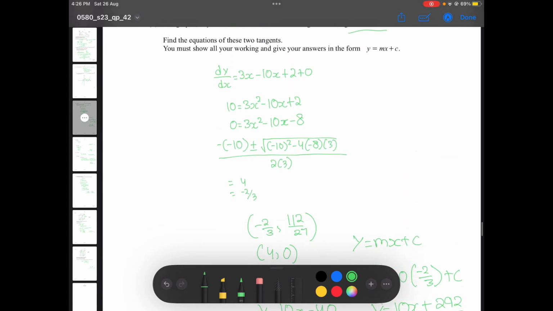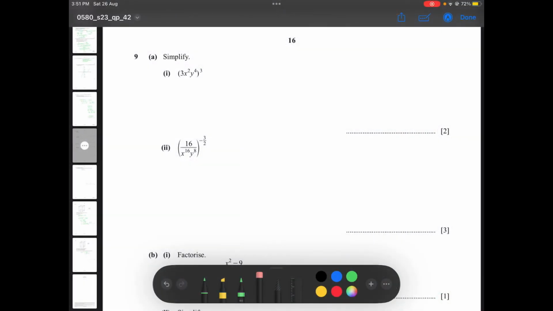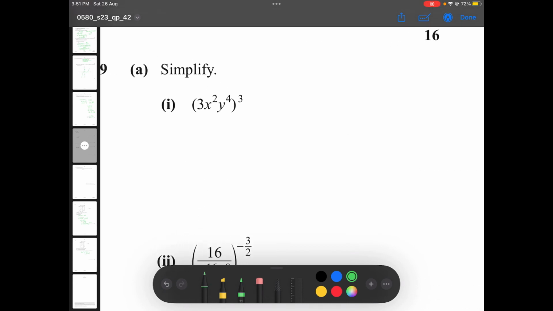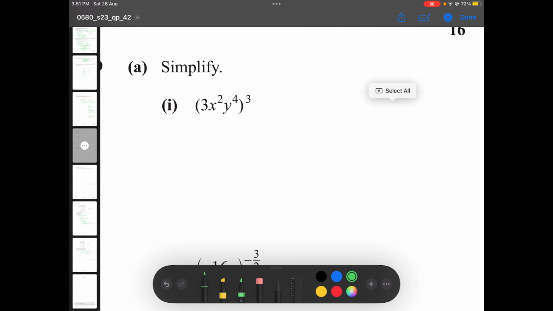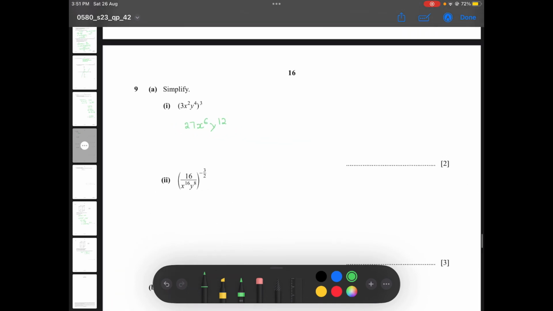Alright, now we're moving on to question number 9. The first part of this question is to simplify this. 3x squared y to the power of 4, raised to 3, so 3 cubed is 27, x to the power of 2 into 3 is 6, so x to the power of 6, and y 4 into 3 would be 12. So this would be the answer for this question, 27 x to the 6 y to the power of 12.